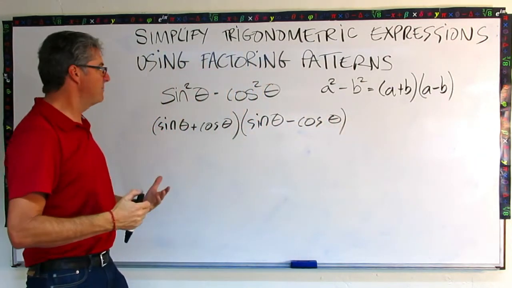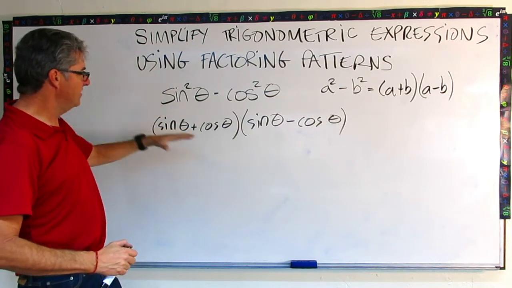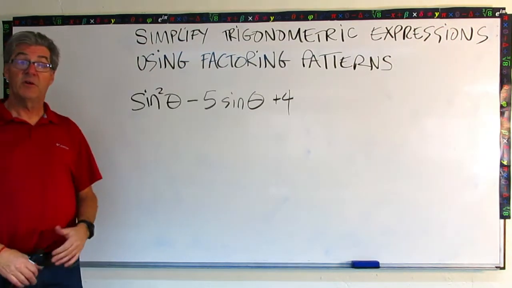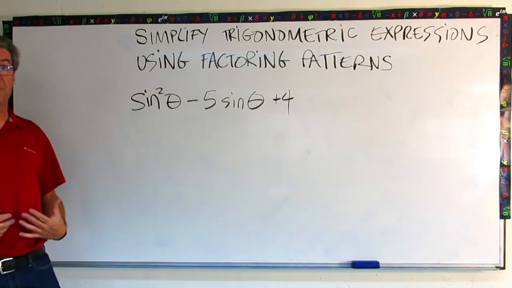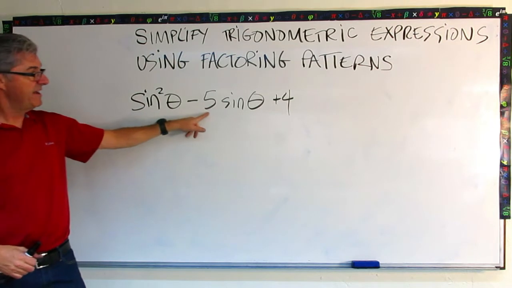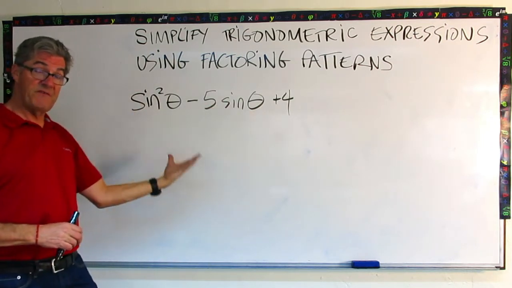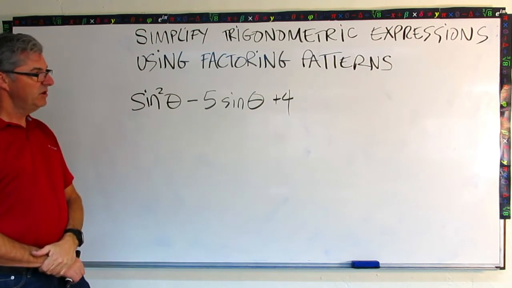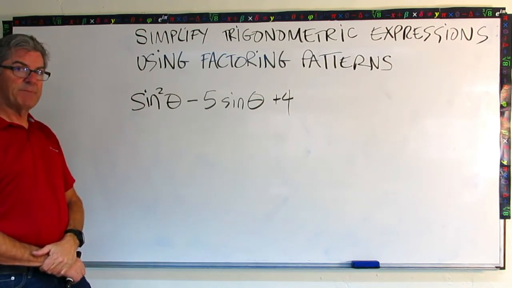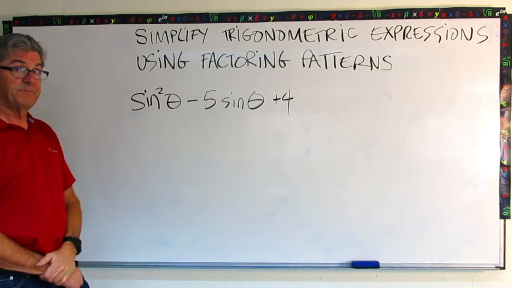Now, that might not appear simpler than this, but it's factored. So we took this, we factored it, and we got that. Now we're going to do a little bit of a more complicated factoring pattern. Take a look at this expression. Sine squared theta minus 5 sine theta plus 4. Now this can be factored. Take a minute and look at that and see if you can see how that might happen. It's a little tricky. It's buried in a trigonometric expression, but it's there.